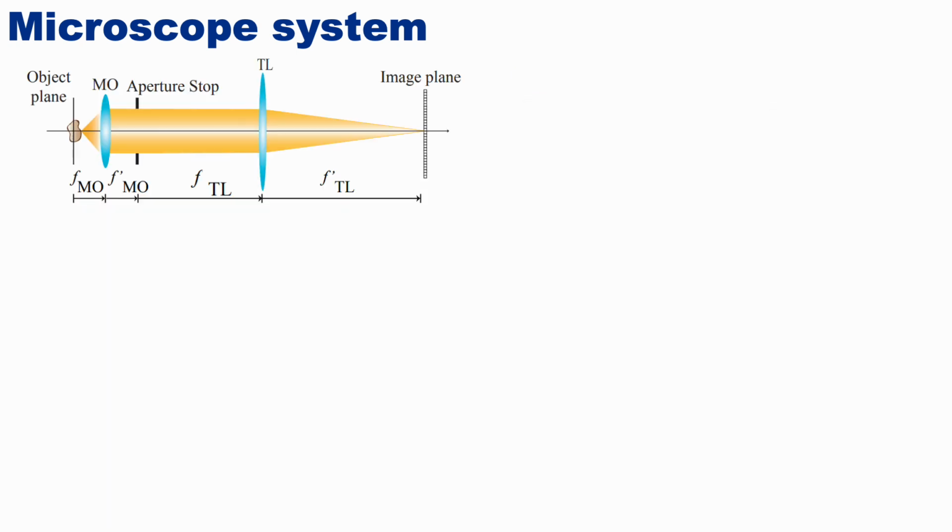So let's see what the ray transfer matrix of the system is going to be. For this, the first thing we're going to do is ignore the aperture stop.